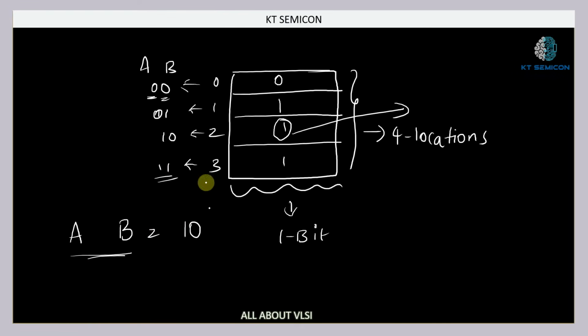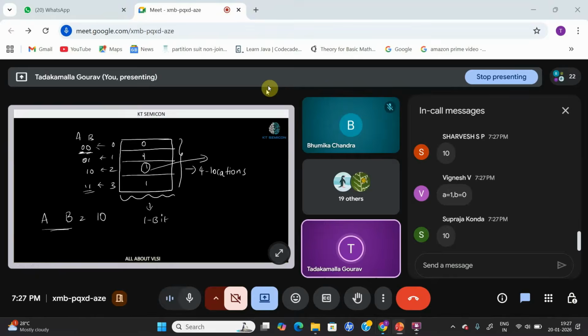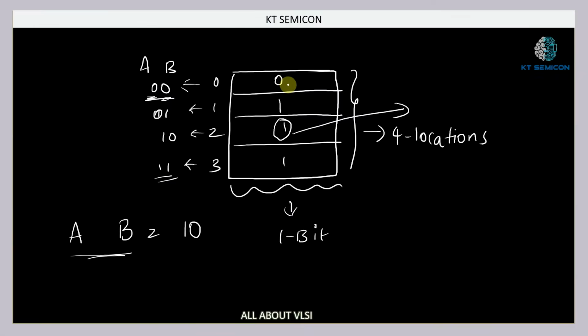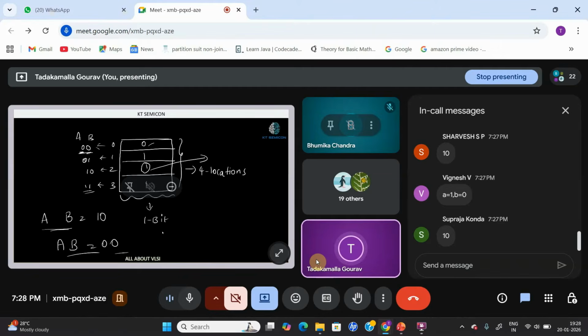Suppose I have provided you this RAM and I'm asking you to remove the data which is 0, present at the first location. Then what address are you going to provide? You are going to provide AB equal to 00. Am I right or wrong? Yes or no? Can you understand what I'm talking about?